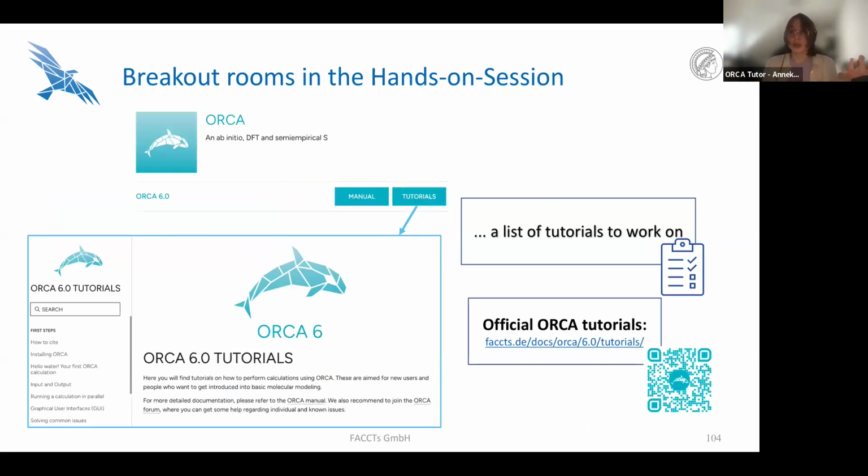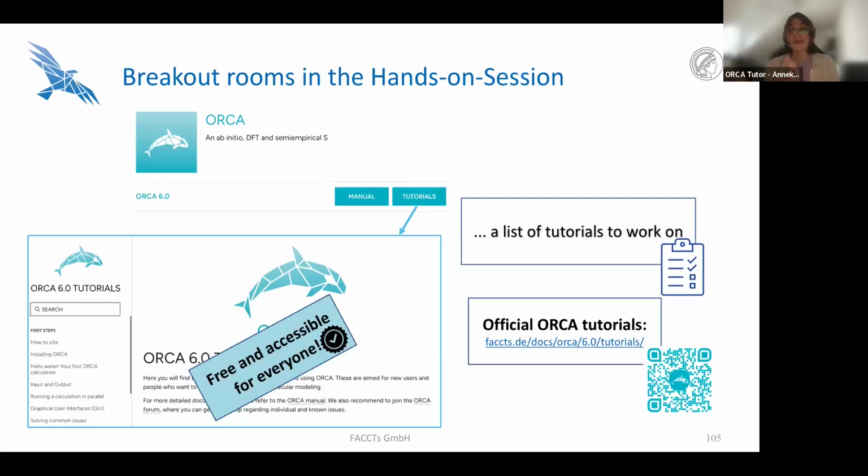About the tutorials that we're going to use in the breakout rooms, we're going to use the official ORCA tutorials. As I already said, there will be a list of specific tutorials in the specific breakout rooms, which I'm also going to show in a second. But just a few words about those tutorials. They are free and accessible for everyone.